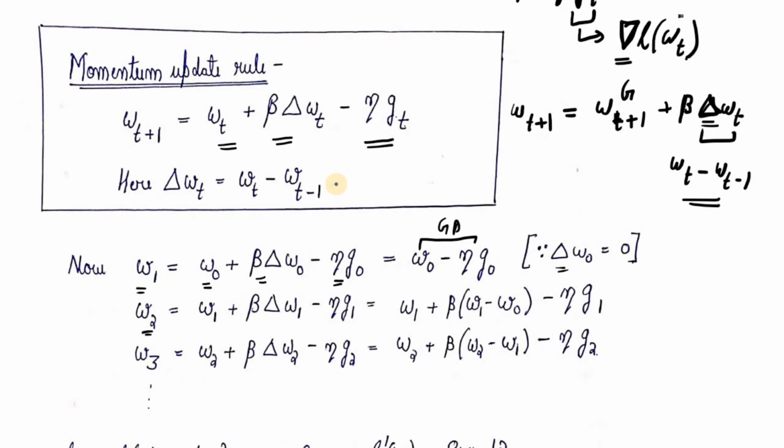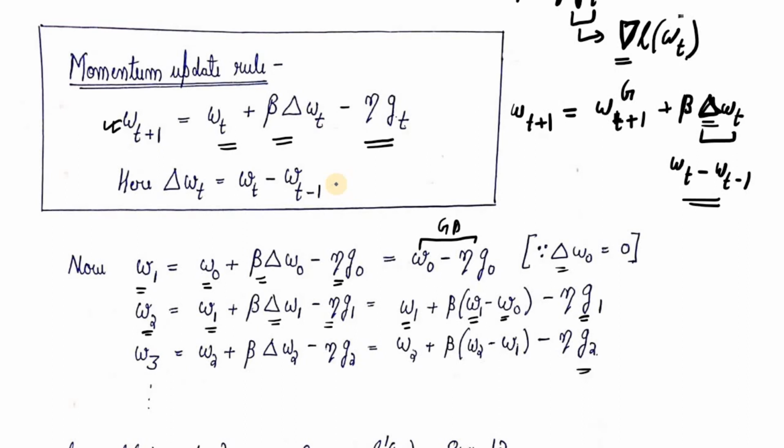Then we move further to the second step. We find W2 by substituting t equal to 1. On doing so, we get W1 plus beta times delta W1 minus eta times G1. Since we know W1, we can find G1 easily from the last step. Now delta W1 is W1 minus W0. So we have found W2, and with W2 we can find G2.